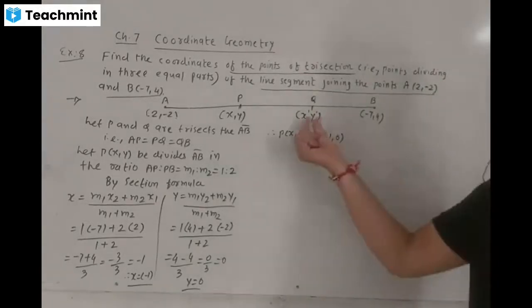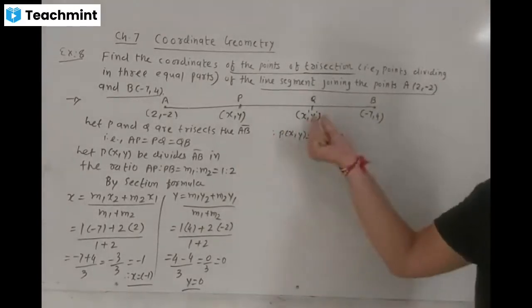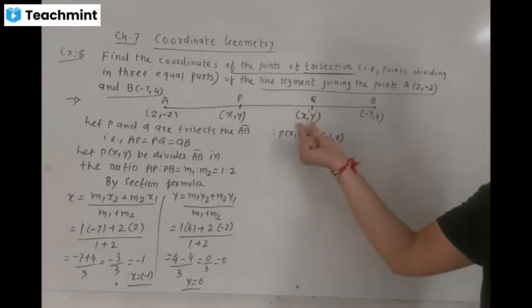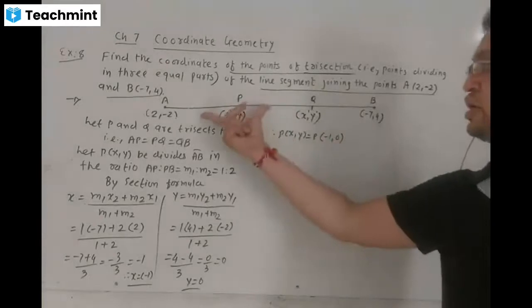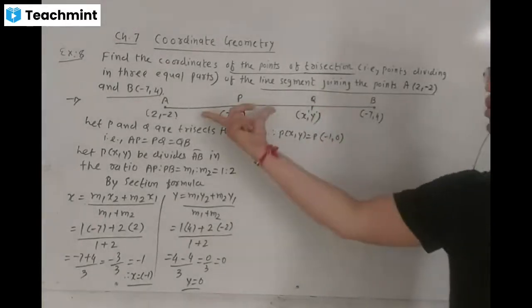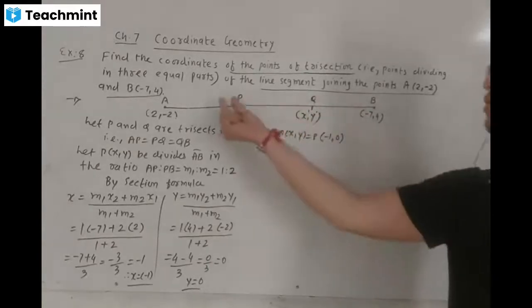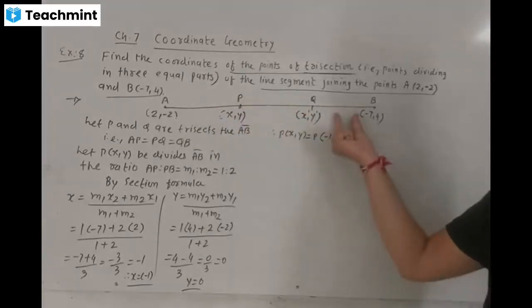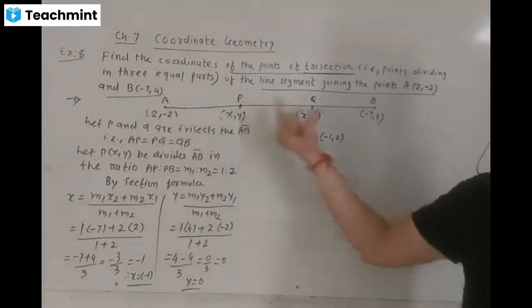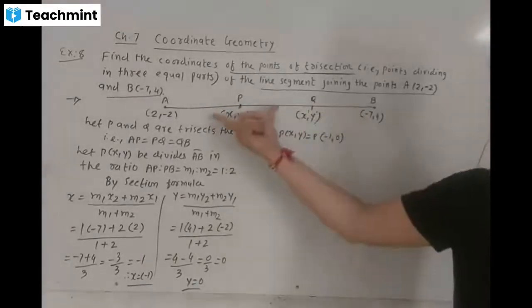Similarly, we find the coordinates of Q. How to find the coordinates of Q? Same way. Let Q(x', y') divide the line segment AB in the ratio AQ : QB. AQ is 1 plus 1, that is 2, and QB is 1. Therefore m1 : m2 is equal to 2 : 1.